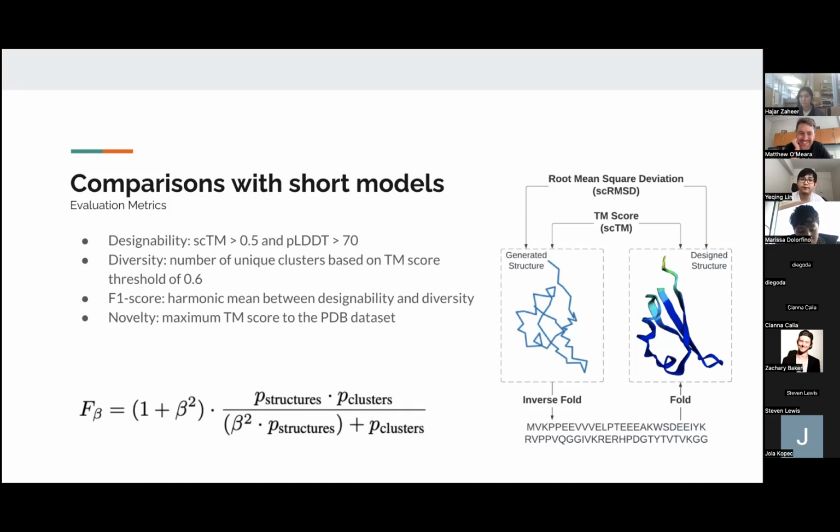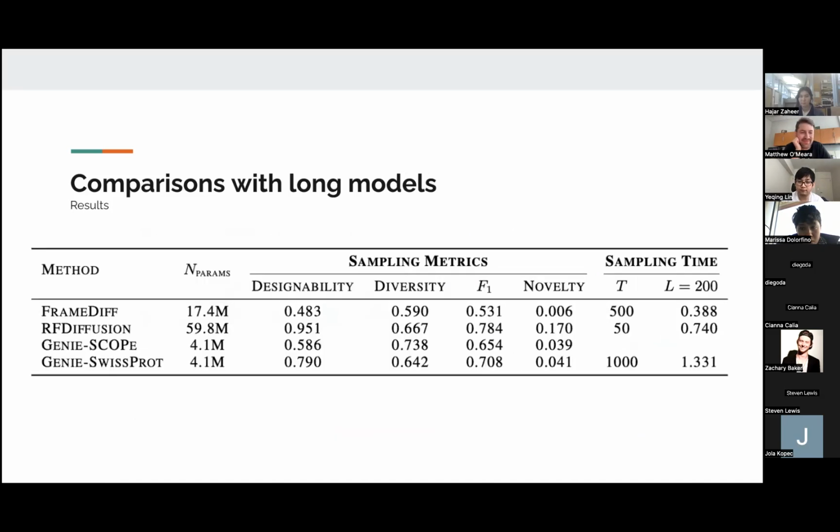Any other questions? Can I ask one more? Yeah. So I saw in your table showing the different numbers of parameters that Genie gets this performance with so few compared to these other models. What is it about Genie that makes it able to accomplish this task with so many fewer parameters?